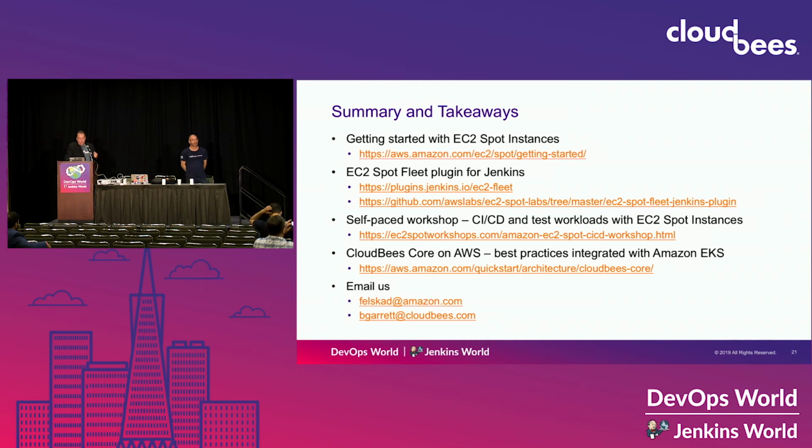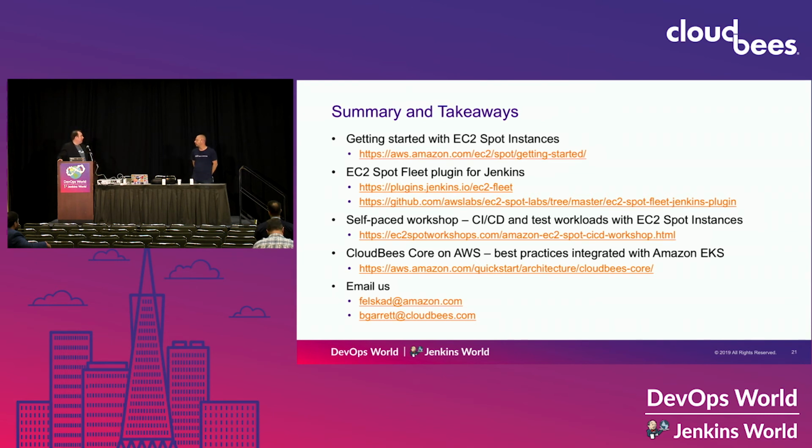We've also put together a self-paced workshop with how to do CI and CD and test workloads with the Spot instances. So both the plugin to get you going as well as a little bit of a tutorial that you can consume. And then finally, we have the CloudBees QuickStart information. So if you'd like to read more information online, it's like a nice 25-page document that'll walk you through all the best practices I've talked about today and how we automate that process for you.